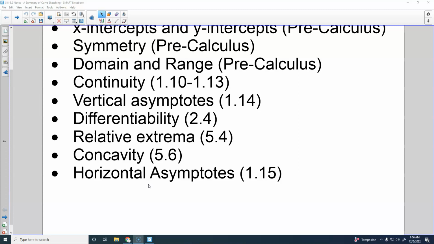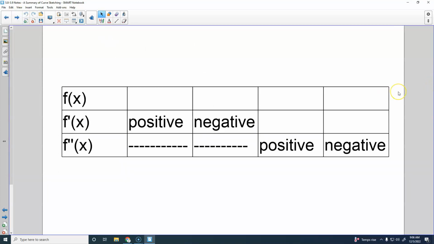Most of the stuff you're going to see that actually makes it on the exam will not ask you to do the whole entire curve sketch because it does take a very long time. But I think it is kind of cool.